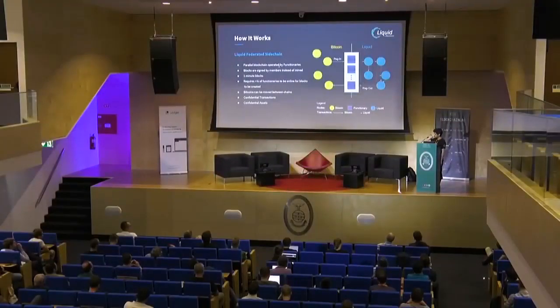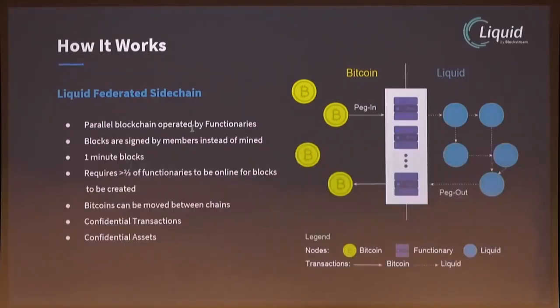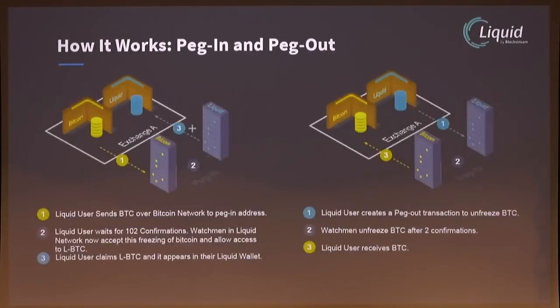And yeah, the most interesting differences, perhaps, are the confidential transactions and the confidential assets. Well, I have already explained this. So yeah, there's first a transaction in Bitcoin, then wait for confirmations, then the transaction in Liquid, and for the peg out. Yeah, already explained this, sorry.